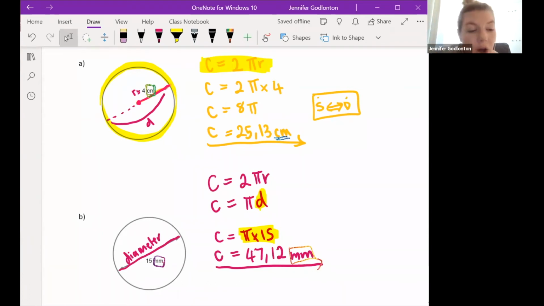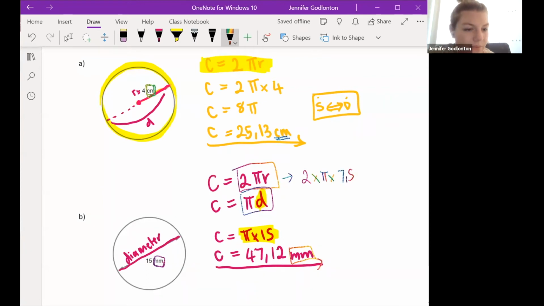When did I say 2? Okay, so I didn't say 2 pi times 15 because if I'm using this formula, that's saying 2 pi times my radius. And this isn't my radius. This is my diameter. So if I wanted to use this formula, I would have had to say 2 times pi times 7.5. Then I would have been okay. In every circle, there's a circumference. Sometimes not a full circumference, but sometimes.